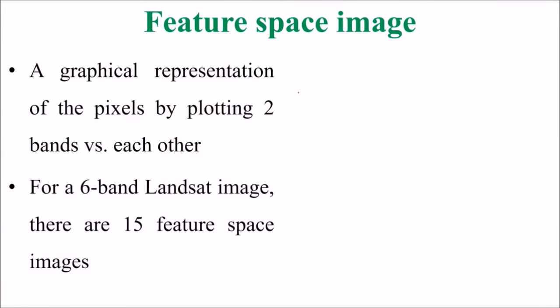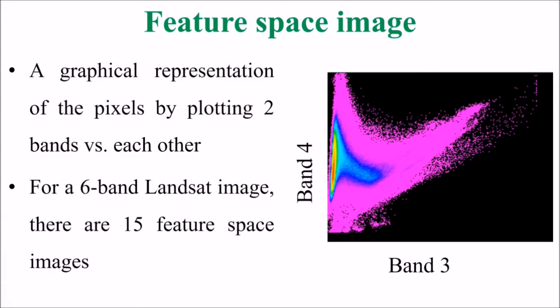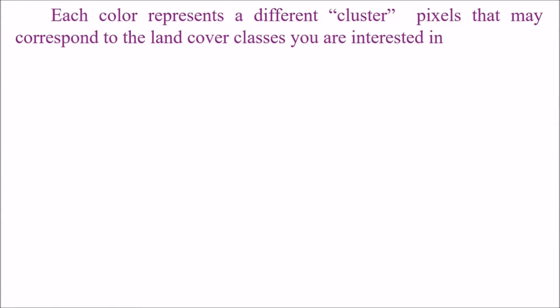Then feature space image. This is a graphical representation of the pixel by plotting one band against another band. For example, say a 6 band Landsat image, there may be 15 feature spaces. So this is the plotting of different bands, and you see how it varies. And these are the pixels, and you can find the various phenomena occurring here. You can find the correlation, you can find the variances. So each color represents a different cluster of pixels that may correspond to the land cover classes you are interested in.